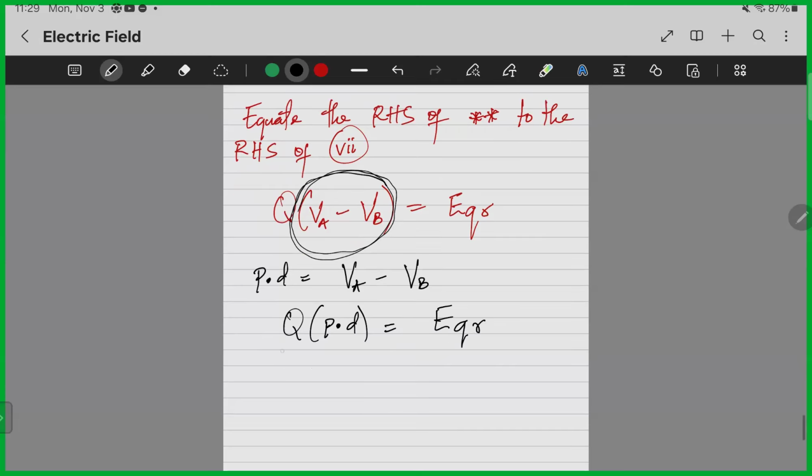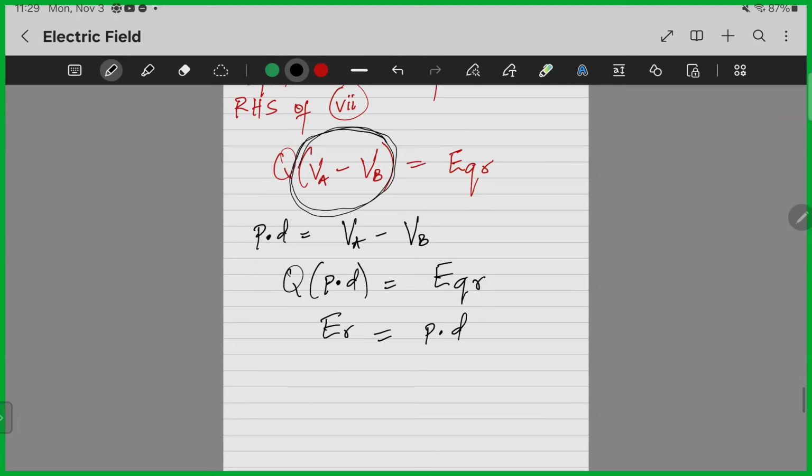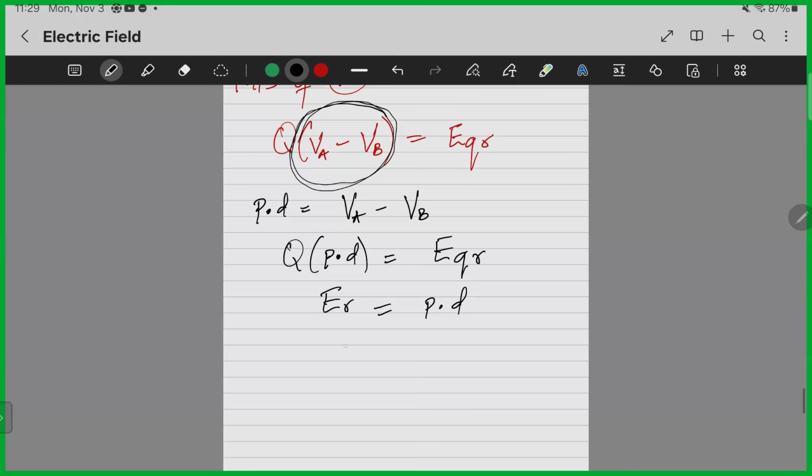Now these two Qs are the same, so they can cancel out. But I've always told you not to do something like that carelessly. So Q can get out of the way. We're now left with ER equal to potential difference. So E, which is the electric field, will now be potential difference divided by R.